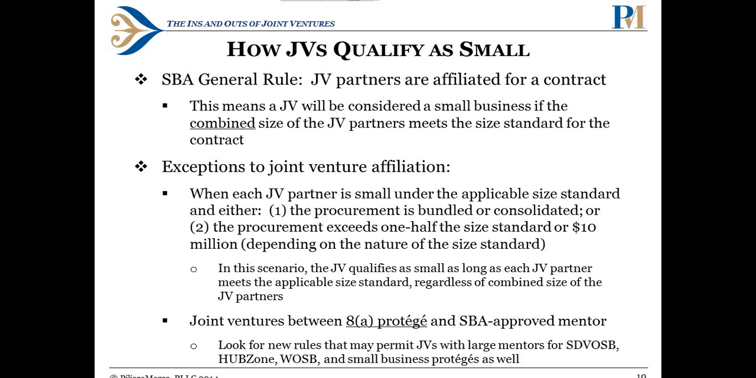So, for example, an 8A company with a large mentor can joint venture to compete for a small business set-aside or an 8A set-aside. If that 8A company also happens to be SDVOSB, then that mentor-protege team can joint venture for an SDVOSB set-aside. So this is one of the things that clearly gives advantage to the 8A mentor-protege program.